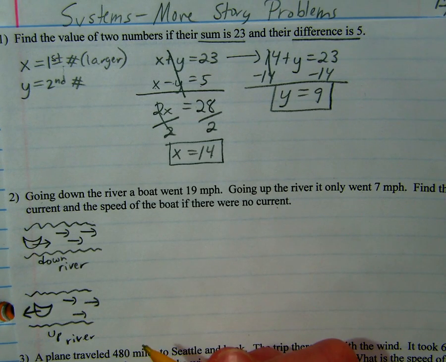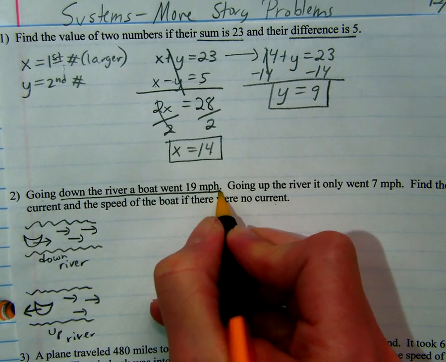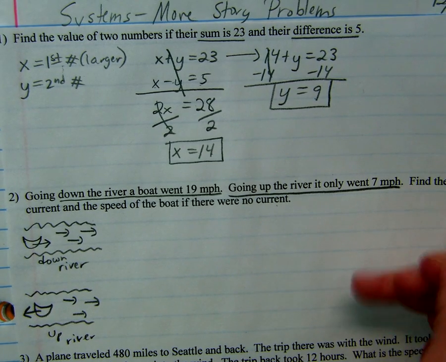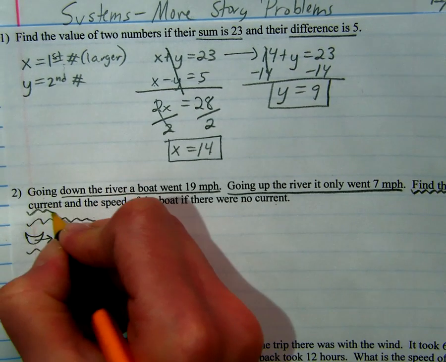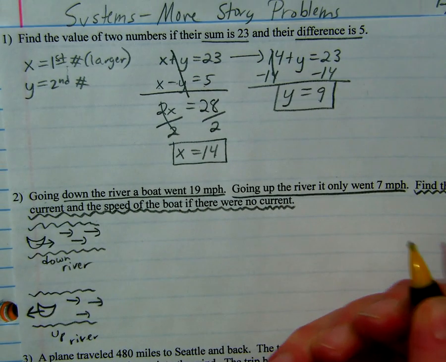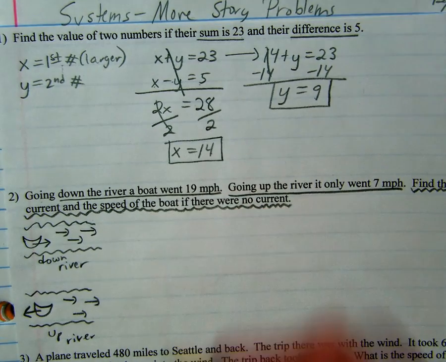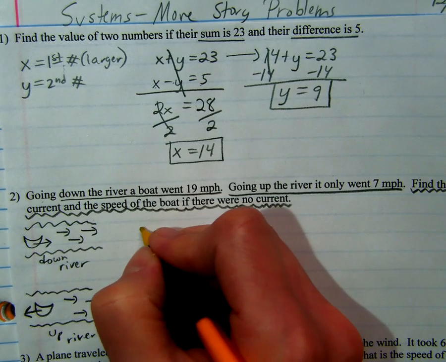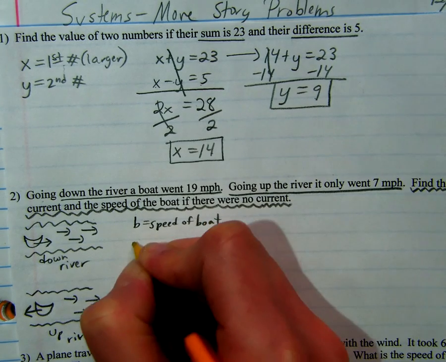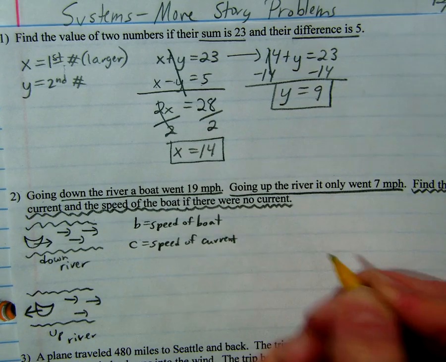So I'm going to use letters that represent things. So we know that going down the river, the boat went 19 miles per hour. Going up the river, it only went 7 miles per hour. And we're finding the current speed and then the speed of the boat if there were no current. So basically you're figuring out how fast the boat would be going on still water and how fast the current's going by itself. So I'm going to use B as the speed of the boat, and I'm going to use C as the speed of the current. That's just the river by itself.